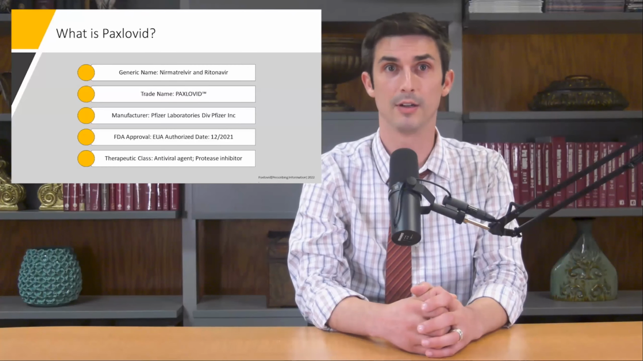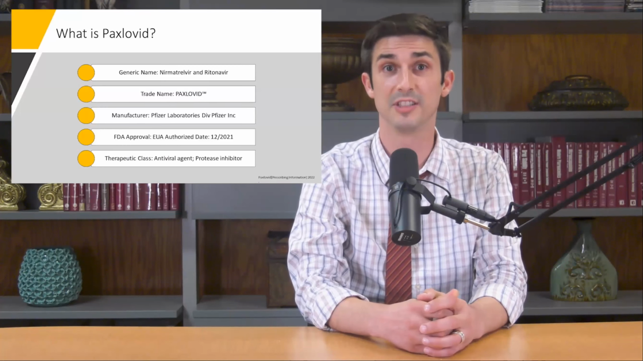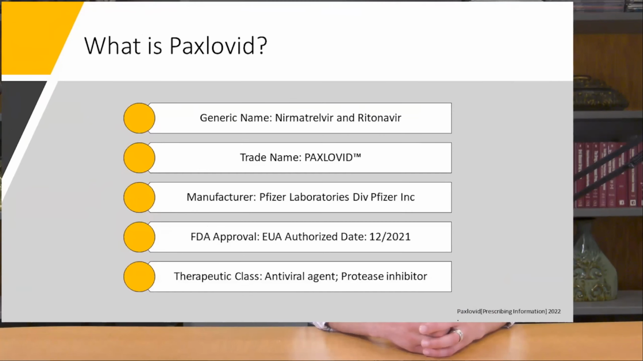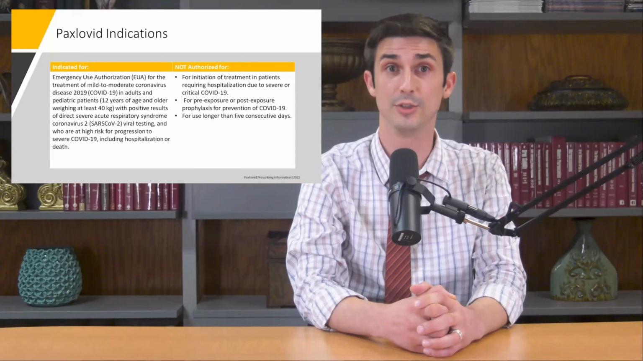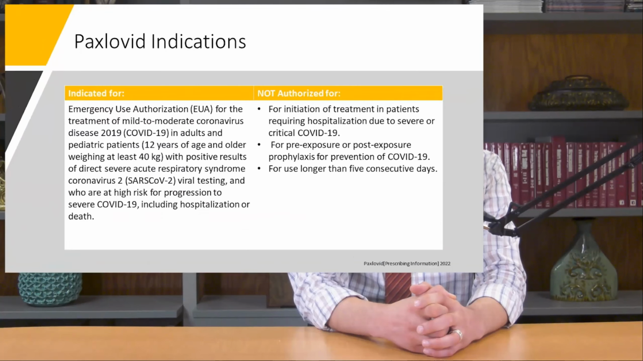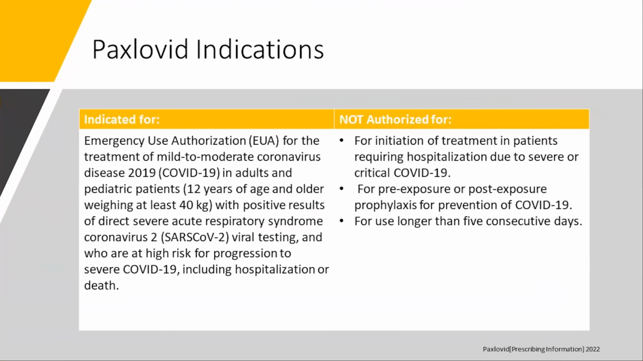Paxlovid, a combination antiviral and protease inhibitor of nirmatrelvir and ritonavir that goes by the trade name Paxlovid, was approved under an emergency use authorization in December 2021. Under this EUA, this combination is approved for the treatment of mild to moderate COVID-19 in adults and pediatric patients 12 years and older who weigh at least 40 kilograms with positive results of direct SARS-CoV-2 viral testing and who are at high risk for progression to severe COVID-19, including hospitalization or death.